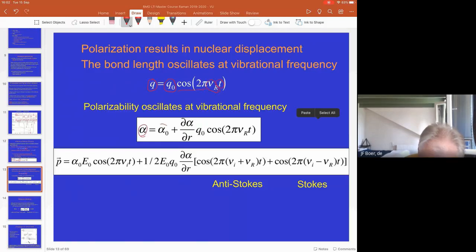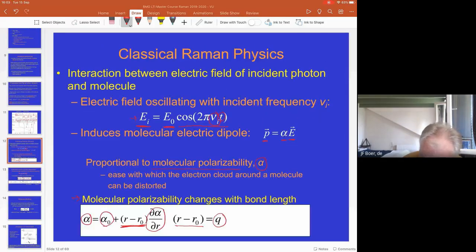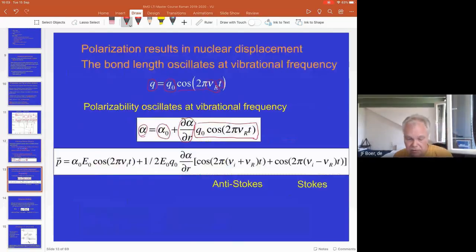So what we have now is that the polarizability is given by a constant plus the derivative of the polarizability with the change in the distance between the molecules times that Q0 times the vibrational frequency of the molecule. And so this part here, Q naught times cosine, is just this Q now written out as a function of time with the vibrational level of the molecule.